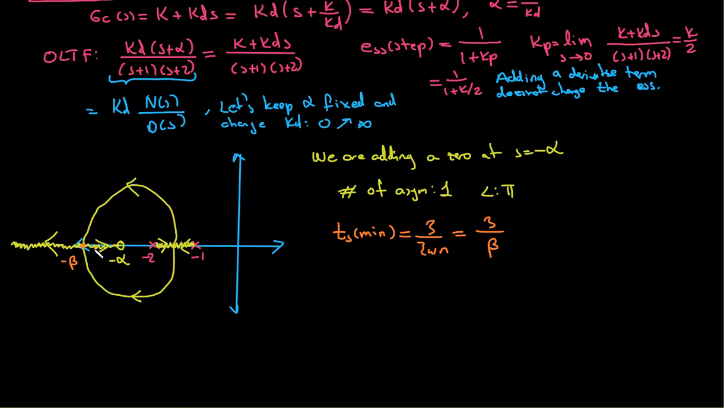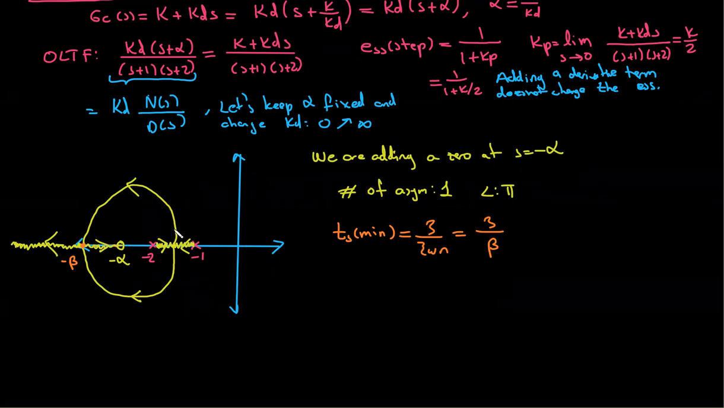And when I increase k further, this time the slowest pole is going to be this pole moving here, and that pole is going to determine the settling time. That will be worse than this 3 over beta. It will be a larger settling time.